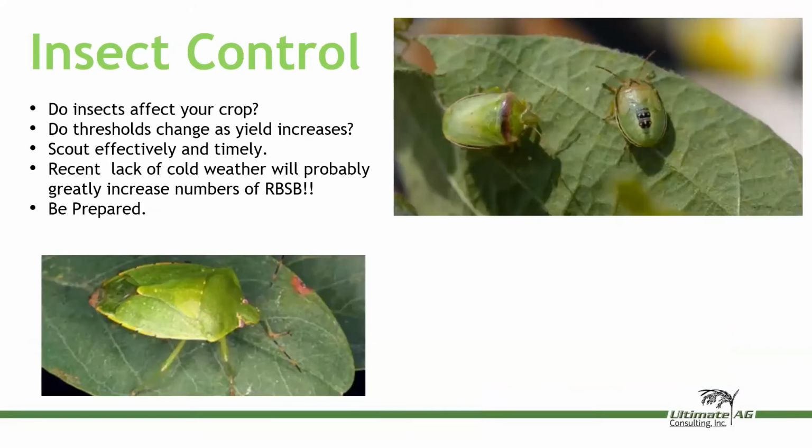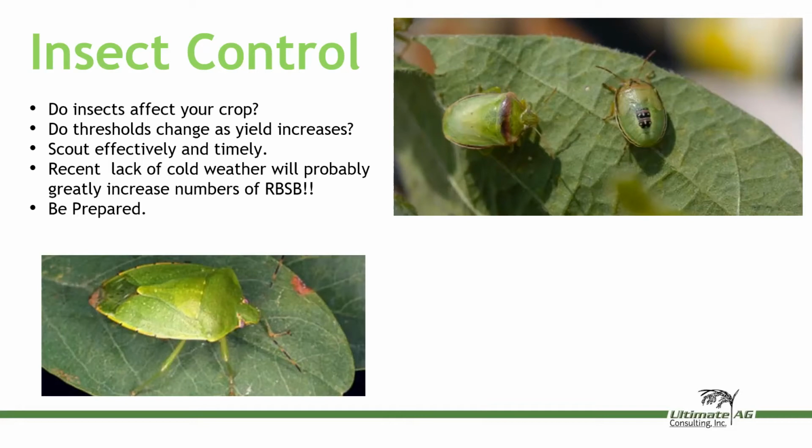Same thing on insect control. Which ones are going to affect your crop? Know your thresholds. Know that as yield and price increase, thresholds will change. Find a consultant to work with, scout effectively, scout timely, and then be aware of those key yield-robbing pests. For example, the red banded stink bug can do a lot of damage really quick. So be on top of your game when you go into the insect season.